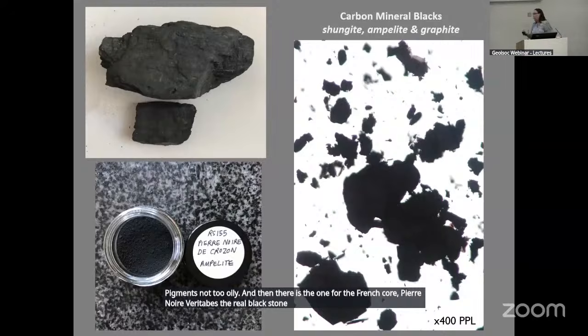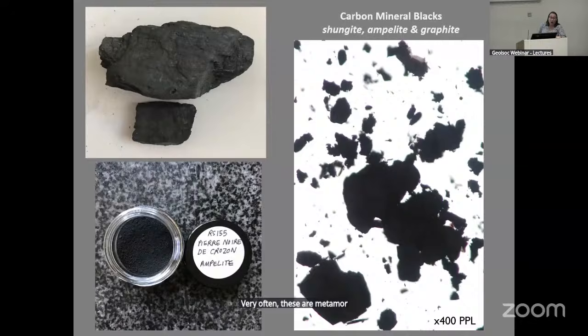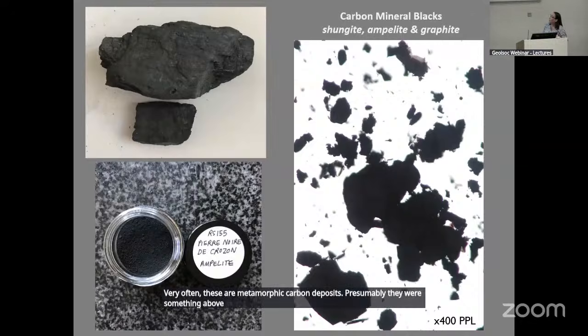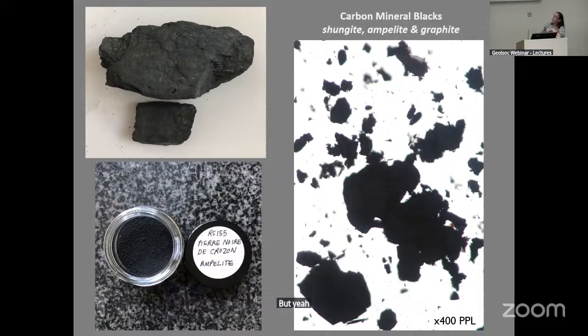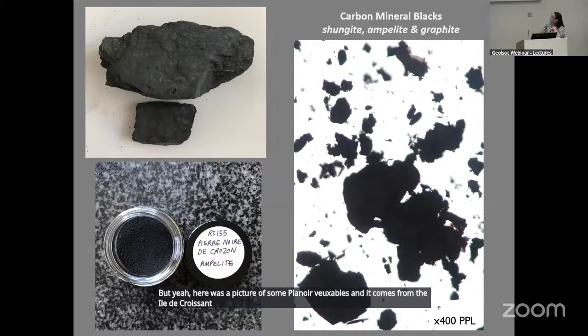What geologists call ampelite. It's not the sort of thing you come across very often. These are metamorphic carbon deposits. Presumably they were something above an anthracite in coal classification. Also shungite, very similar rock from the Shunga Peninsula in Karelia in Russia. But yeah, here was a picture of some pierre noire véritable, and it comes from the Ile de Creusot in Brittany. Some of it under the microscope.